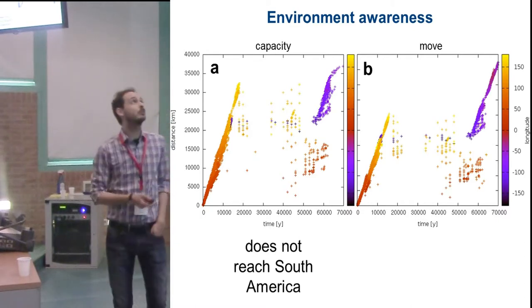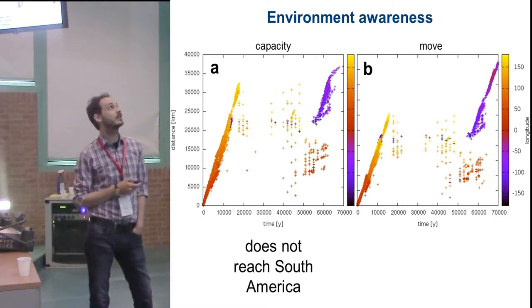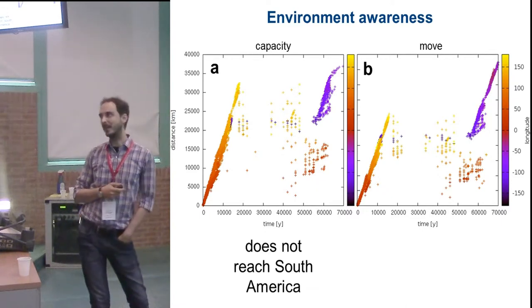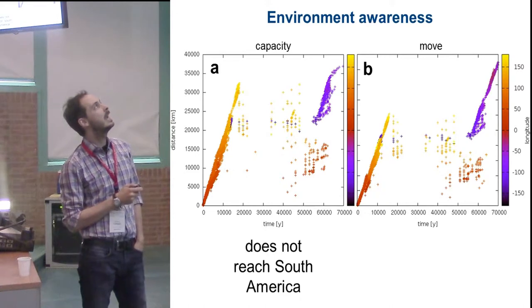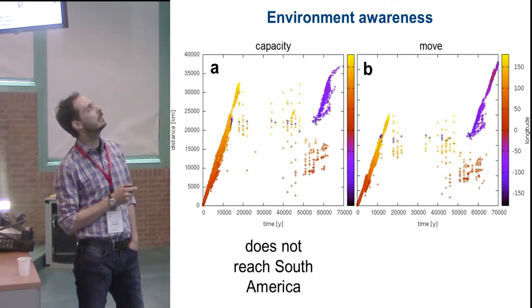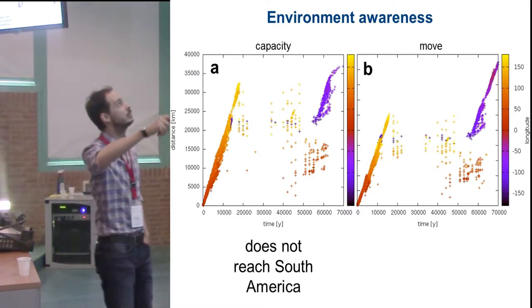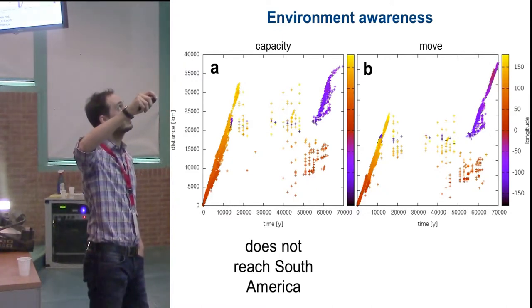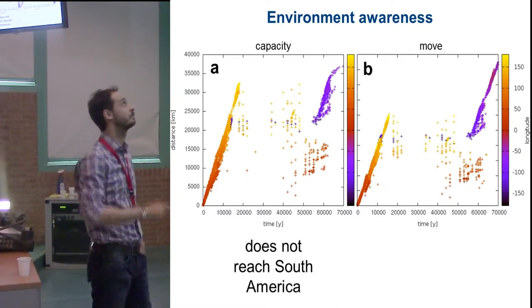Another thing you can look at with this kind of model is the distance traveled to reach a particular cell as a function of the time elapsed in the simulation. Again, here is the capacity model, and here is the move model. The points here are for each cell, and they're color-coded by the longitude of the cell. If you go from left to right, here you have in red the expansion through Africa and then Eurasia, and then there's a break, and then here is the expansion through the Americas.